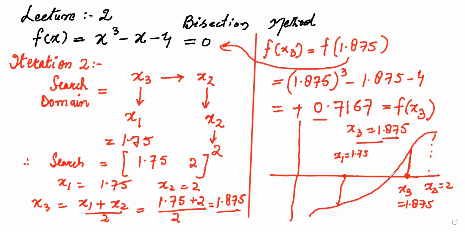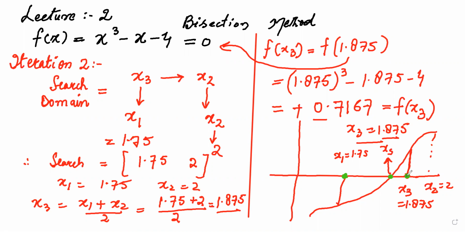It can only be, this is your solution point, which we have to find. This is our xs. This is my x1. This is x solution, which I have to find. This is x3 that I am obtaining now. Fine. So what will be the next search domain?